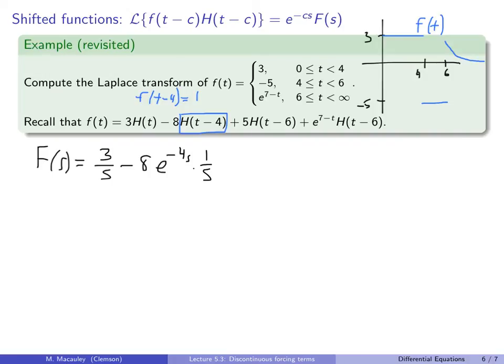Now, same thing here. That's this over here. We can also apply this formula where f of t minus 6 is equal to 1. So this is plus 5 of e to the minus 6s times 1 over s.